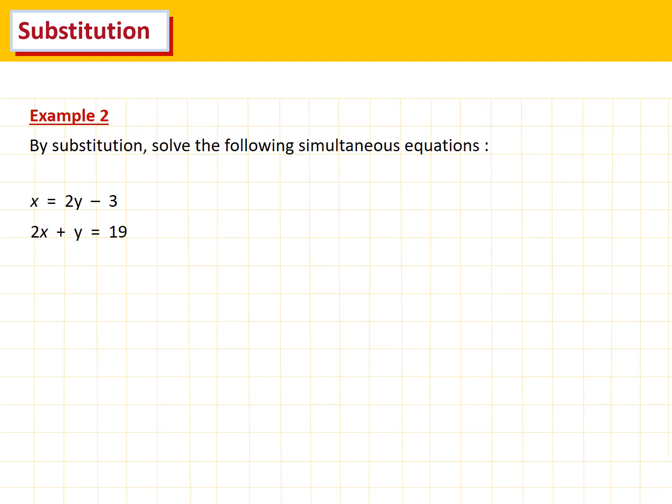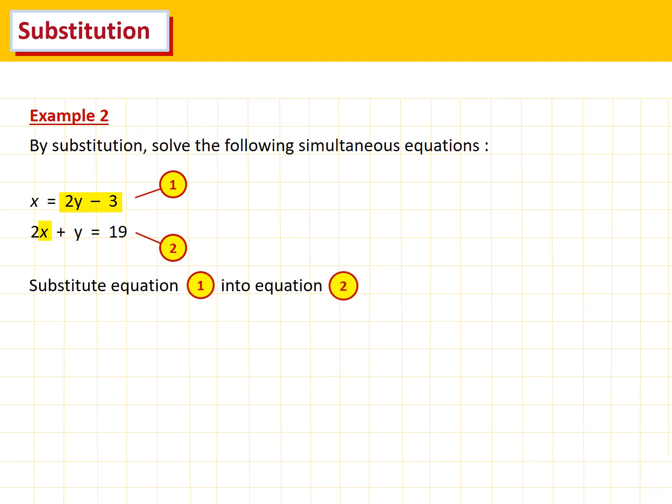Here in example 2, we've got x in the top equation and we've got an x in the second equation. In fact, we've got 2x in the second equation, but we're going to replace that x with 2y minus 3 because we're told from equation 1 that x equals 2y minus 3. So we're going to substitute that 2y minus 3 for x in equation 2.